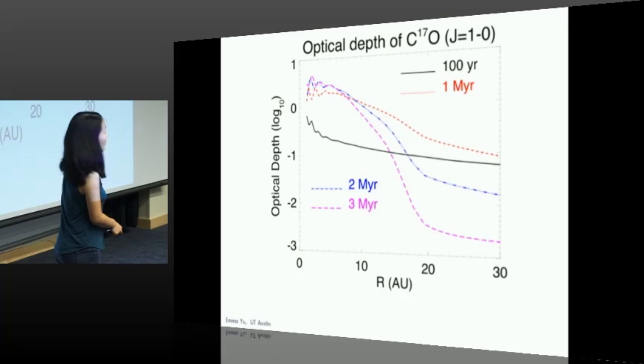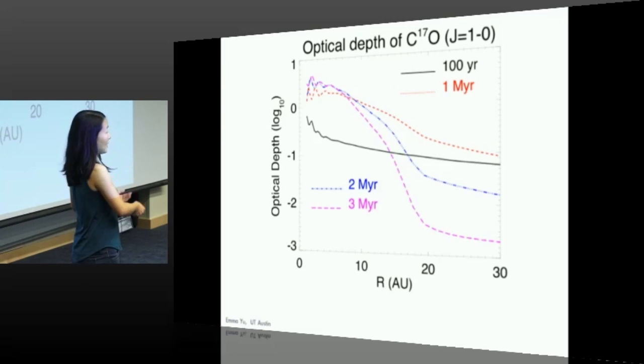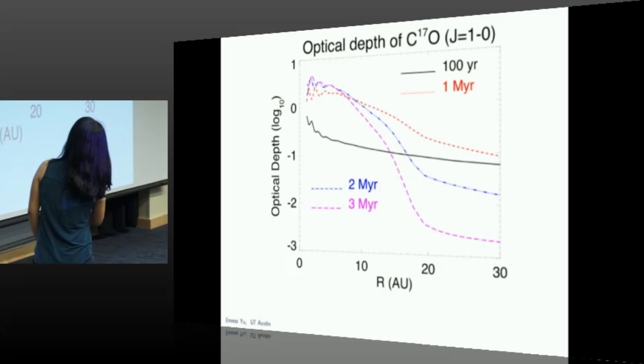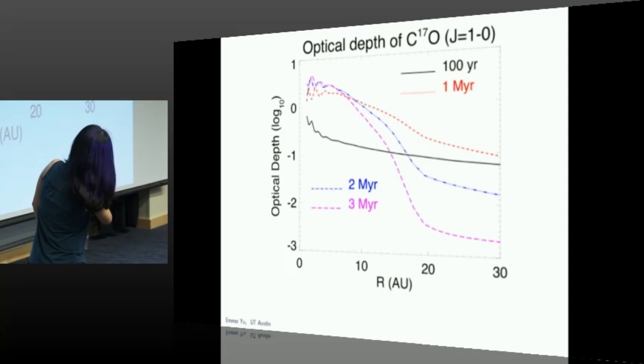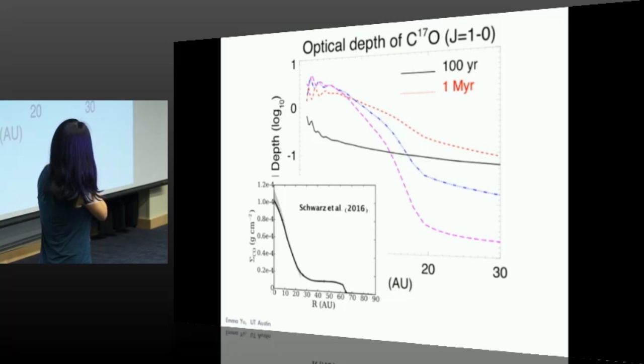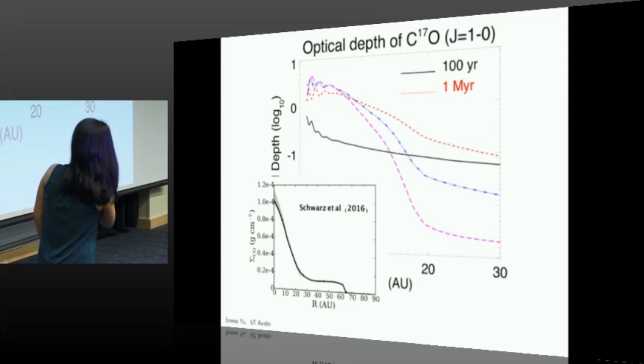However, because the chemical evolution happens on a million-year timescale, the opacity changes quite dramatically as the disk evolves. So now we're looking at the optical depths of the CO 12 line as a function of radius. We start with a really flat profile, and then the abundance drops at around 15-20 AU as the disk evolves. Interestingly, this has been seen recently in a CO observation of TW Hydrae.